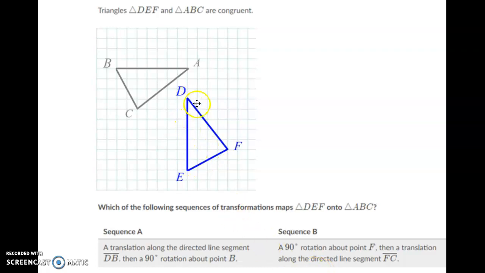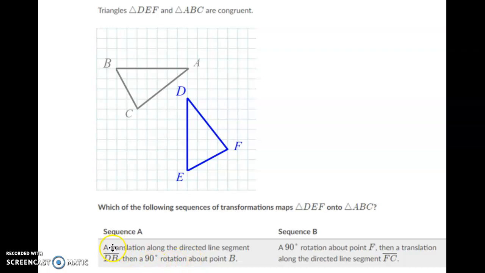And we're starting with this blue triangle, DEF. And we're going to ask, is ABC congruent? Is it the same shape? See how they write it? Triangle DEF and triangle ABC are congruent. And why are they congruent? And we're asking if this statement here is true.